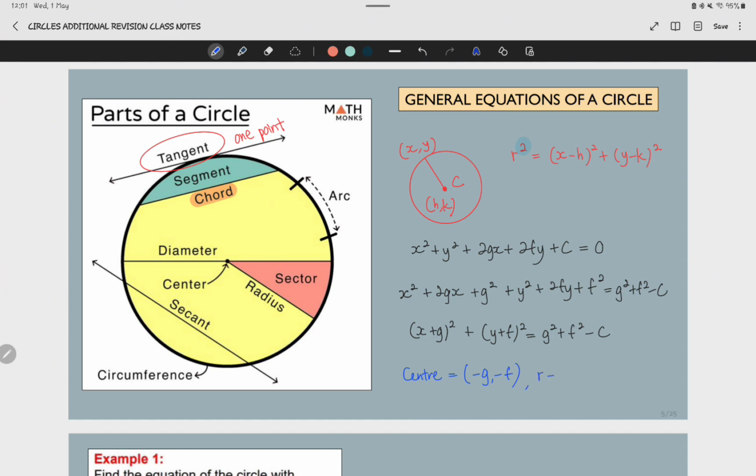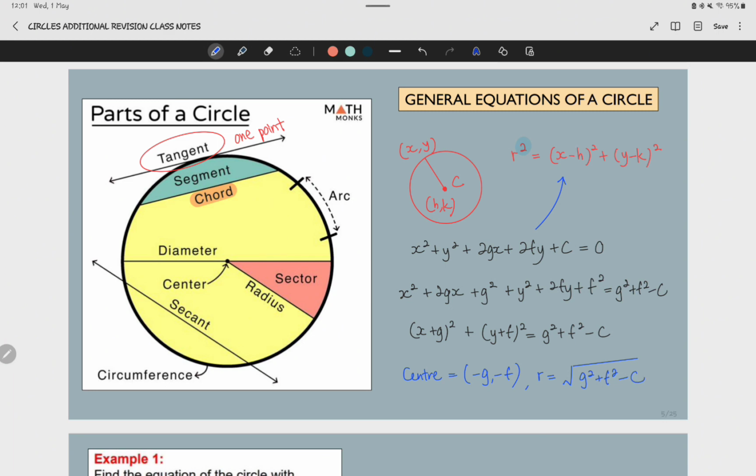And then your radius will be the square root of g squared plus f squared minus c. Okay? Kenapa? Same, we base it off the red color formula just now. R squared is what? g squared plus f squared minus c. So if I only want the radius, which is r, I would take the square root of g squared plus f squared minus c. Okay?